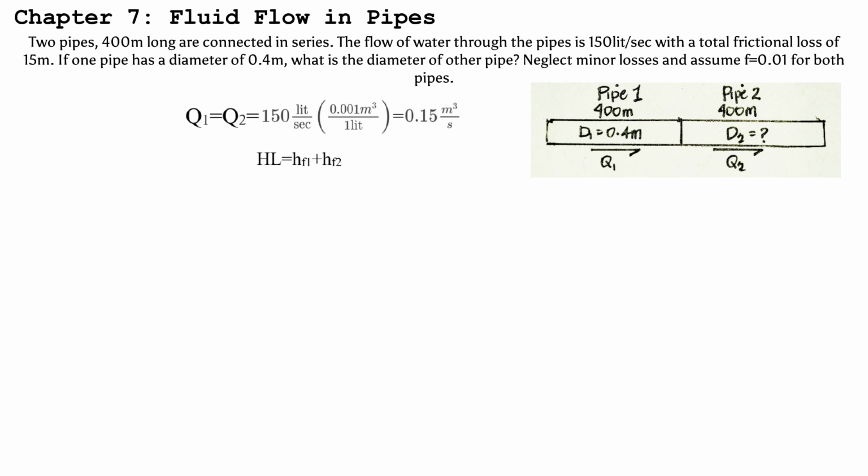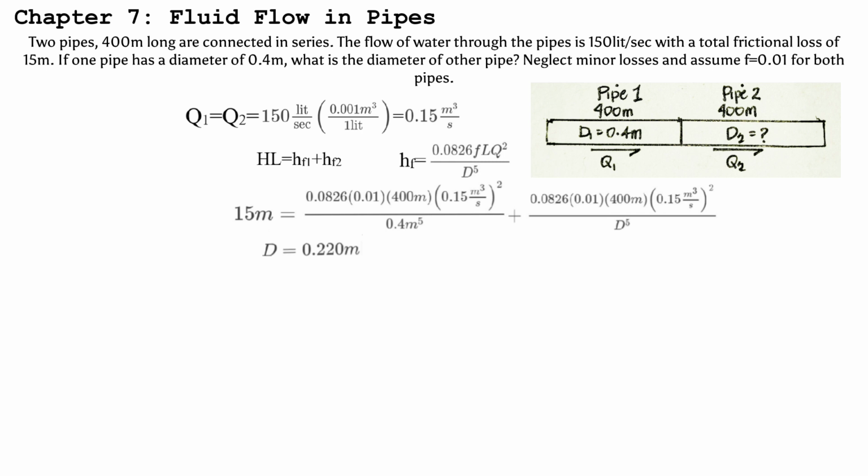Next, we need to find the frictional loss in each pipe. We can use the Darcy-Weisbach formula, where F is the friction factor given as 0.01, L is the length of the pipe, Q is the flow rate, and D is the diameter. Now, plug in the values, and we get a diameter of 0.220 meters for the second pipe.